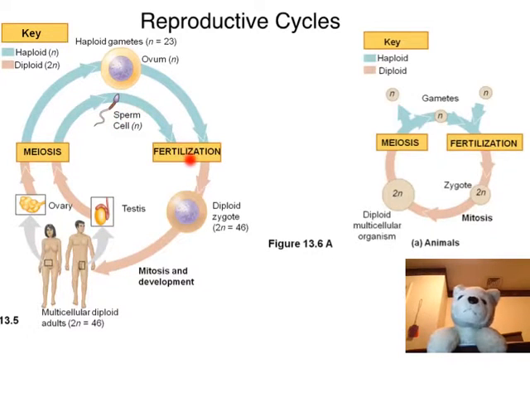Then fertilization happens, brings us back to a diploid state, and then that diploid zygote goes through a whole lot of mitosis to make a couple trillion cells. That is us, okay, as the adults.